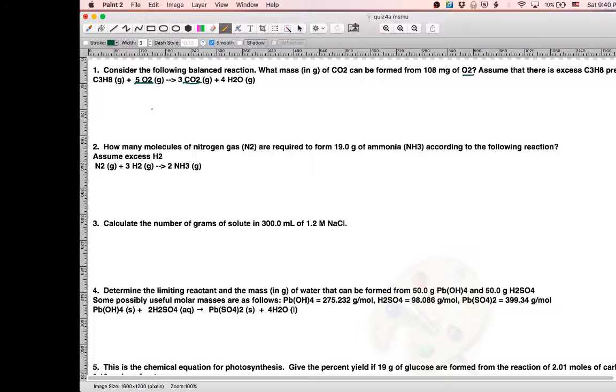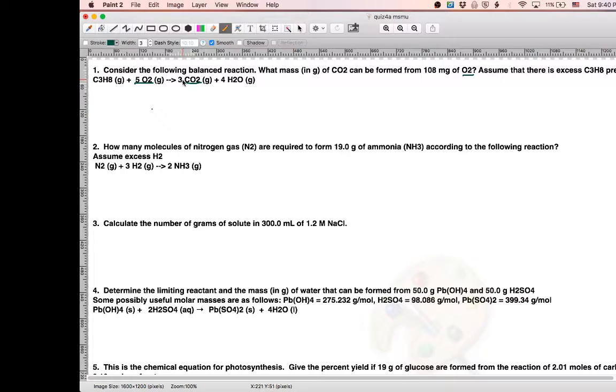Hello, folks. Number one here has the milligrams of oxygen given. That's right there. And the grams of carbon dioxide demanded. And that's right there. Now, I can convert oxygen to carbon dioxide using this chemical equation, but this 5 and this 3 are in molecules or moles of molecules.